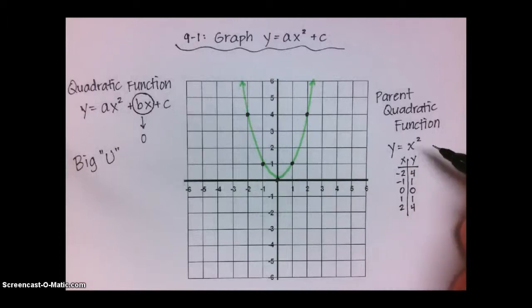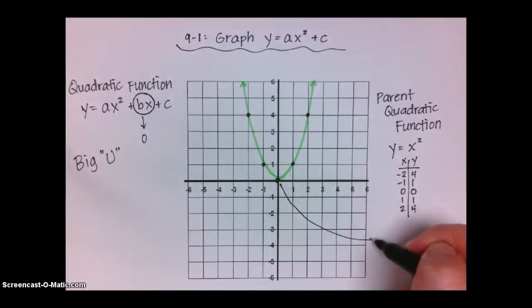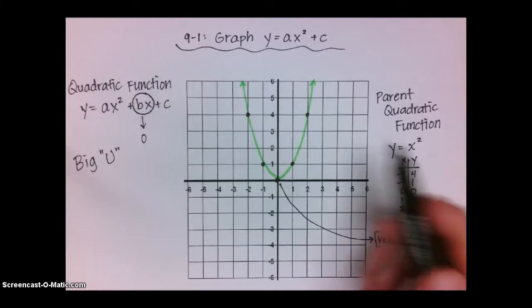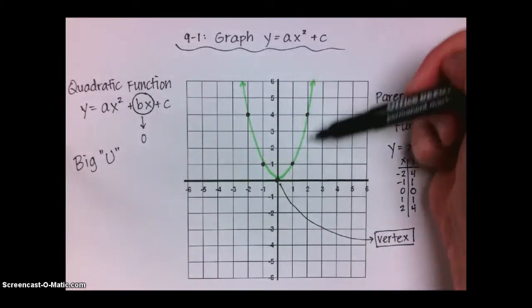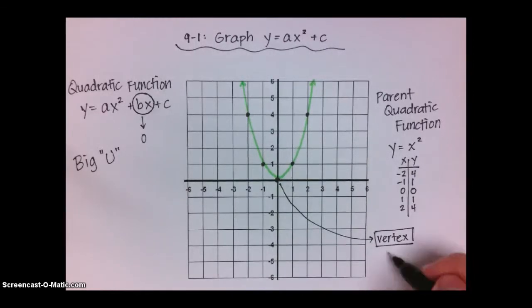Let's just talk about a few things. This point right here at 0, 0, in this case, is called the vertex. That means it's either the highest point or the lowest point of your parabola. That's this big U shape, the parabola. And in this case, it's the lowest point, so the vertex is at 0, 0 in this function.